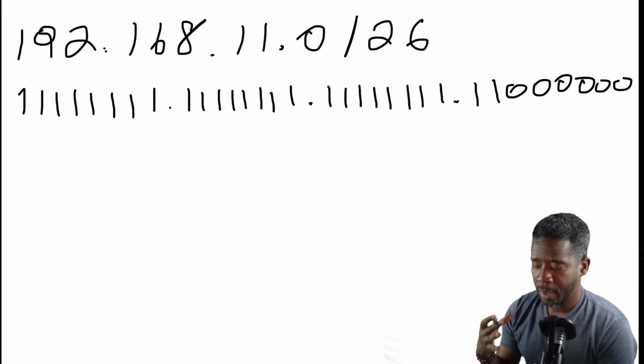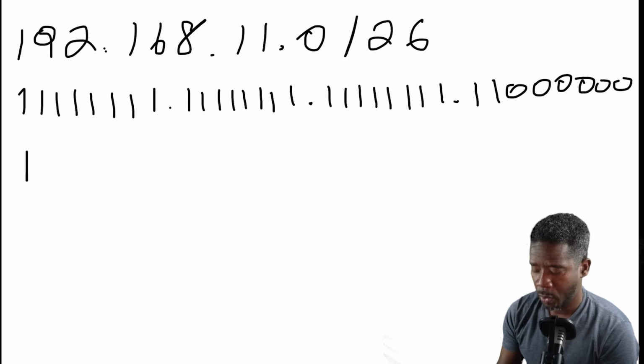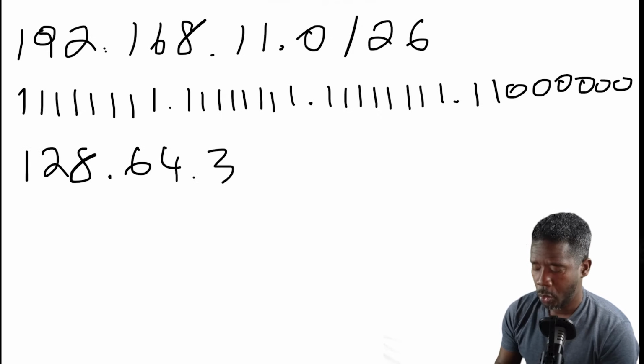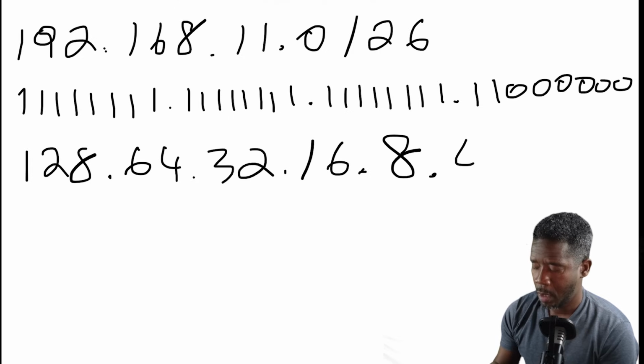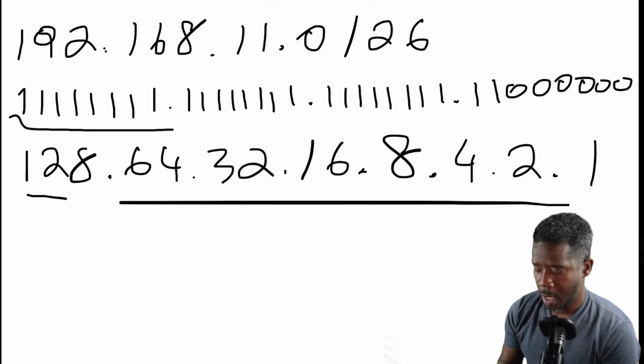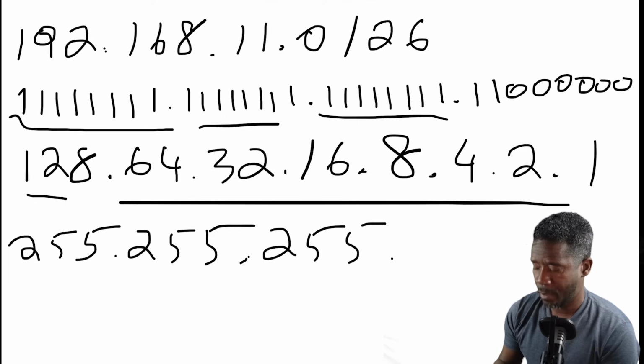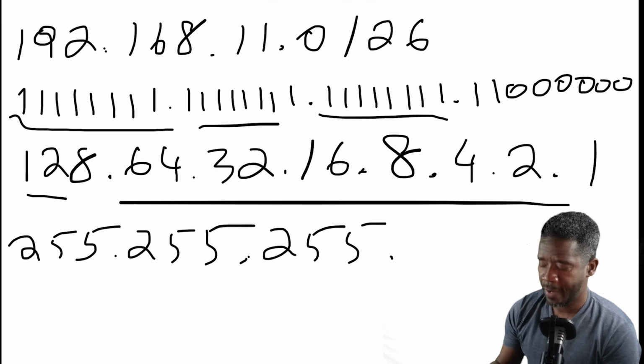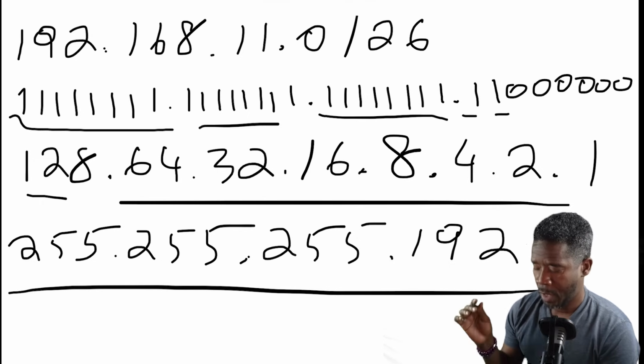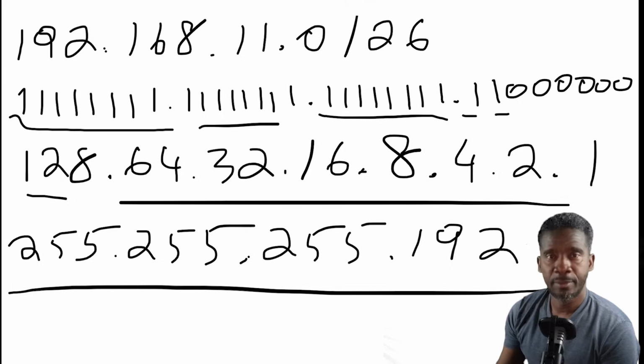If we are still referring to the power of 2, when we add them up we need to start with 128, 64, 32, 16, 8, 4, 2, and 1. This group right here has the total of 255. The second one, same thing, 255, and here still 255. And what about here? Here we have only 128 plus 64, so it's 192. So it's exactly the subnet mask that we have, 255.255.255.192.